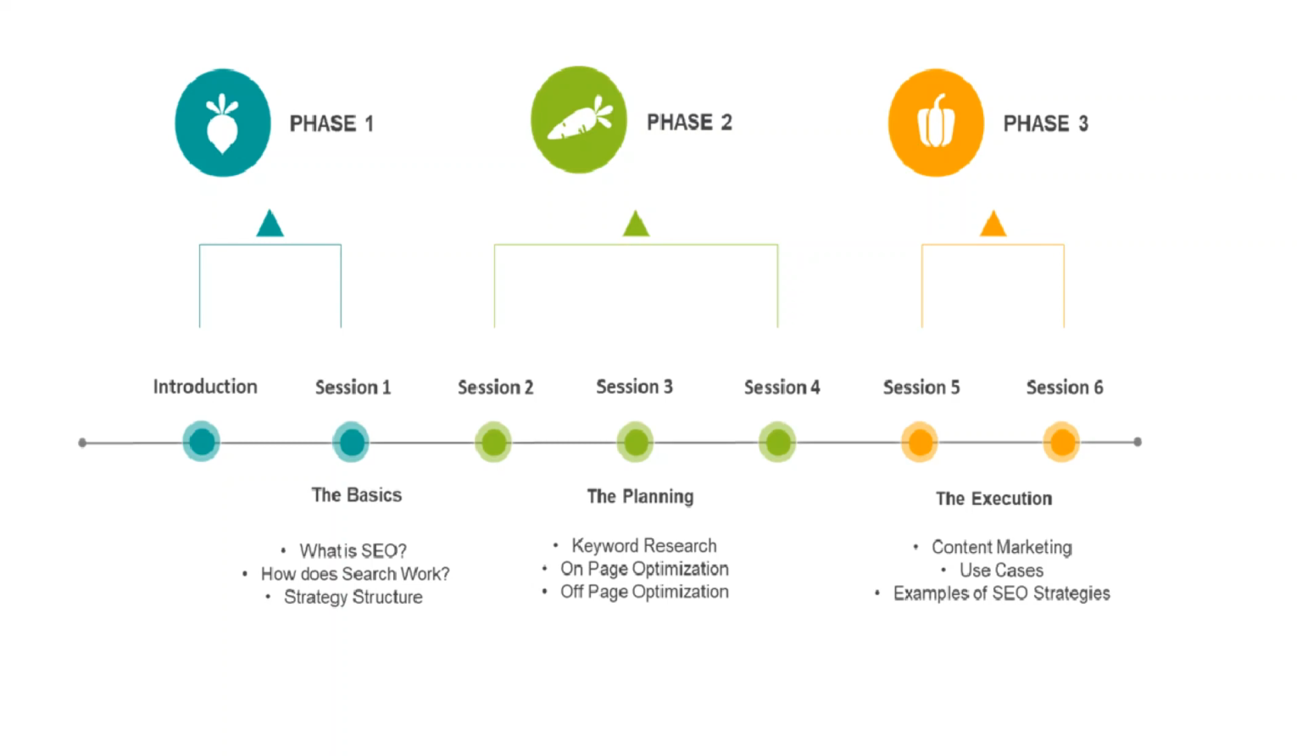In phase 2, we would learn about keyword research, on-page and off-page optimization. These are some of the core tasks which every SEO professional encounters. Finally, in phase 3, we would learn about the tools used for advanced analysis and some of the use cases which would help us create a better SEO strategy for our clients and our own website.